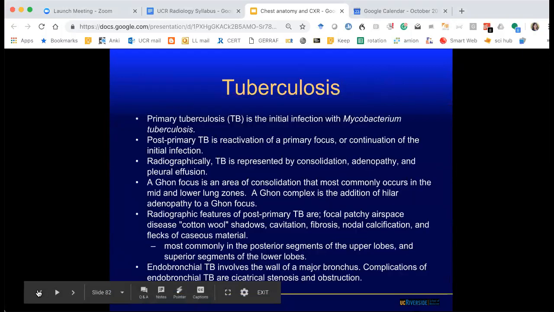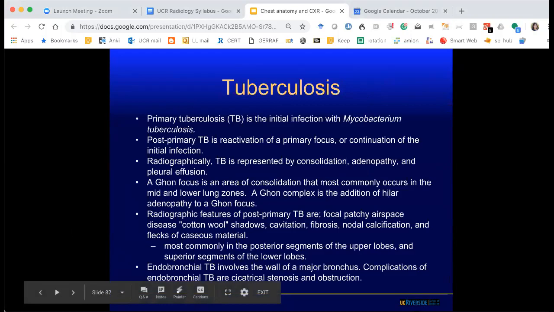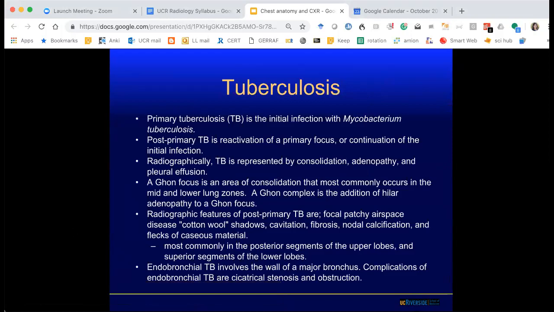Okay, let's talk about TB briefly. There are two types of TB. Primary, where it's an initial infection, and that typically presents with hilar adenopathy. You get sort of airspace opacity, almost like a pneumonia. Ghon focus, they call it, specific to TB. But you can't really differentiate that from other pneumonia per se.